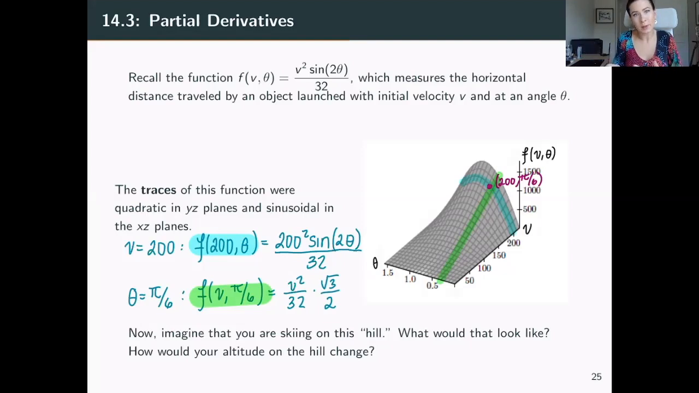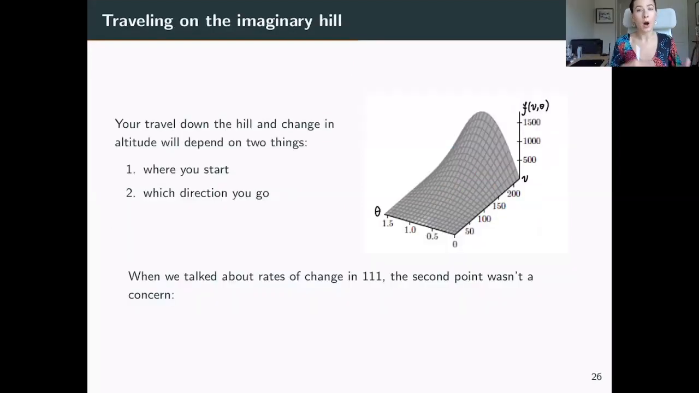Well, here, when we're talking about this surface, there are lots of different directions that I could go. I could go down this way, I could go up that way, down, up, etc. I could even go on this diagonal. There are lots of different paths that I can take from this point that are going to result in a different rate of change. Our rate of change of elevation is going to depend on two things.